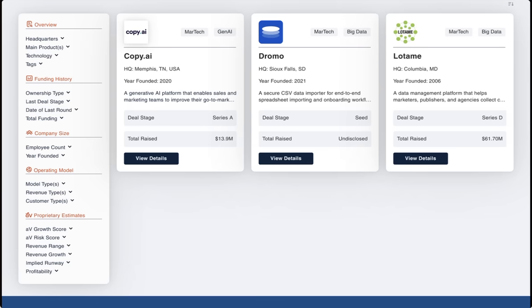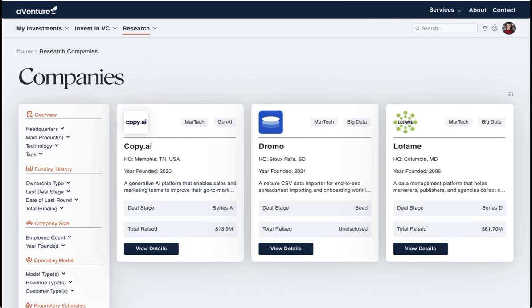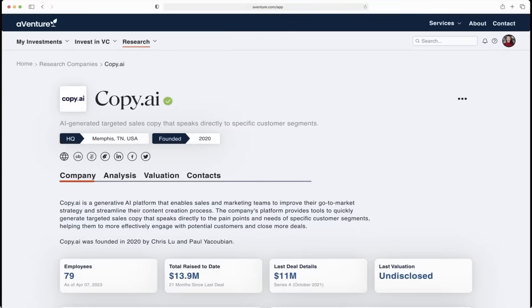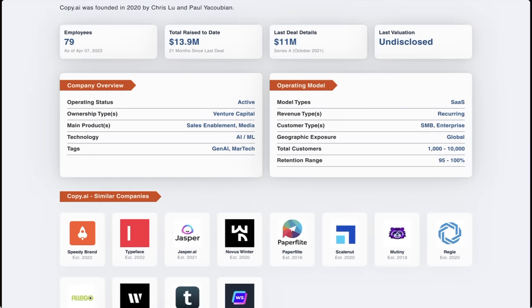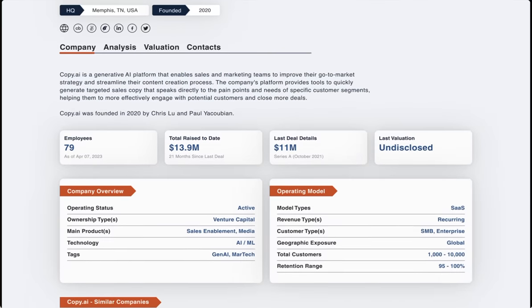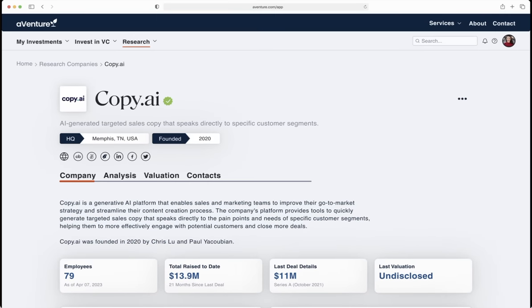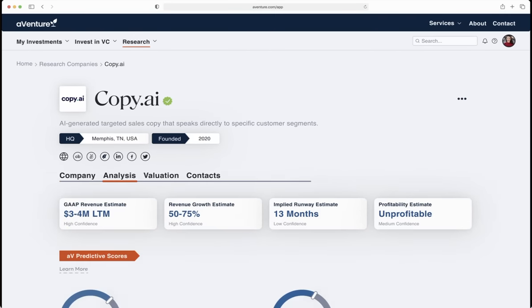Imagine being able to find and compare companies by their growth and risk characteristics just as you would a public company. You can sort by things like their profitability, revenue, venture stage, sector, technology used, and more, and compare them to other companies for benchmarking.